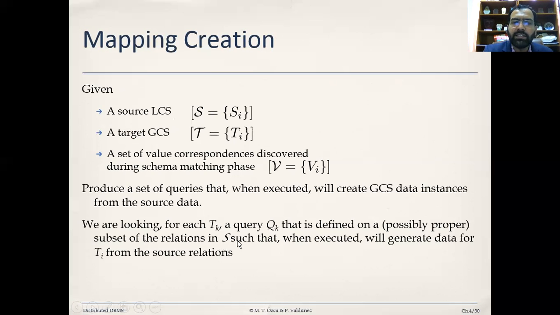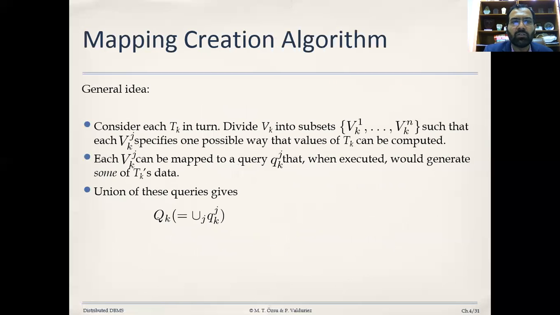So we are looking for each Tk at a query Qk that is defined on a possibly proper subset of the relation S, such that when executed it will generate data for Ti from the source relation. This is called the mapping creation, and that same thing is represented over here in the form of an algorithm, which tells you the number of steps, how you can build that mapping. Because once you have that integration done, then you can map it. And once you map it, you are able to execute those queries and see how it will be executed globally.